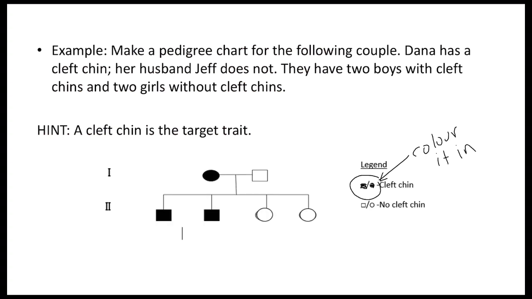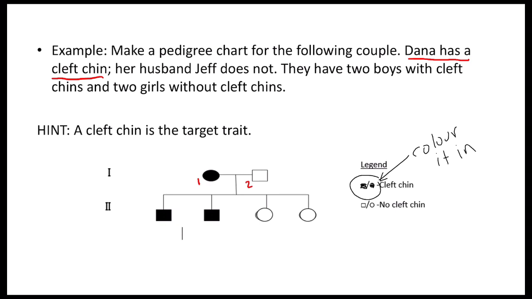Off to the side here on the right, I have included my legend. Notice I've got colored in means cleft chin. So we always want the affected trait to be colored in, and not colored in means that they do not have the trait. I have two parents. Dana has the cleft chin, so the female, which we represent in a circle, has the cleft chin. This is individual 1 in generation 1. Then Jeff would be individual 2, and this is just based on left to right.